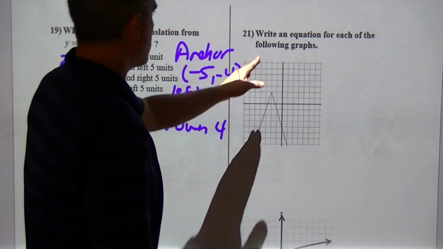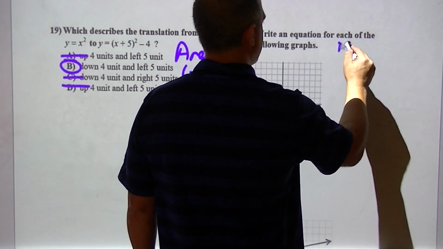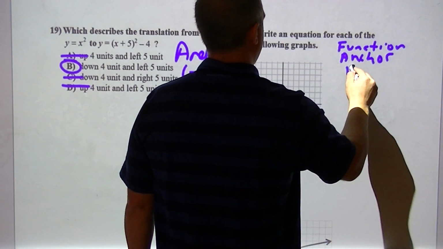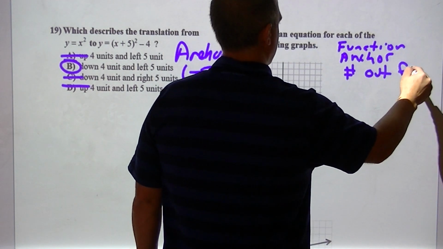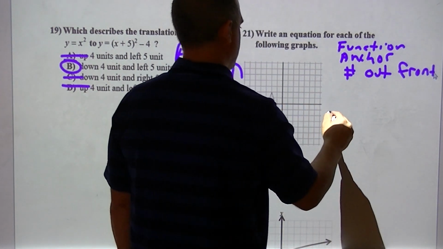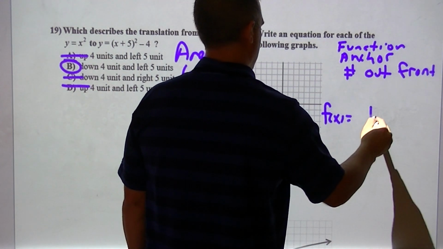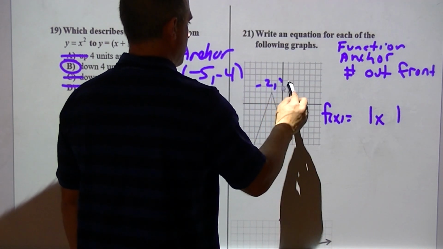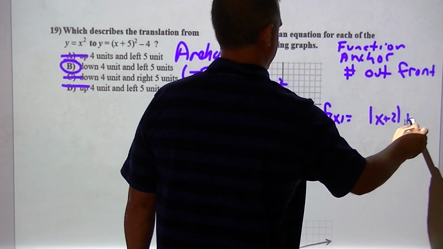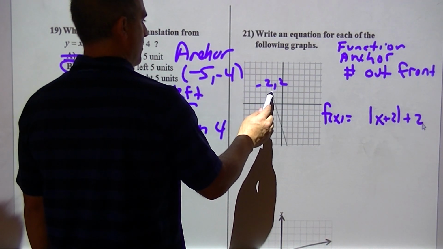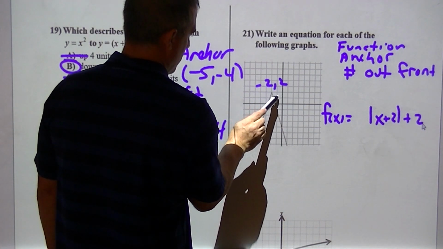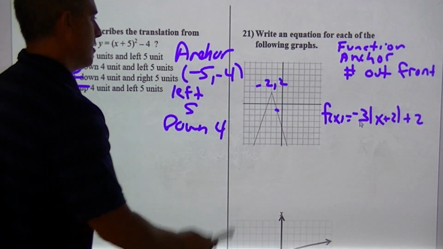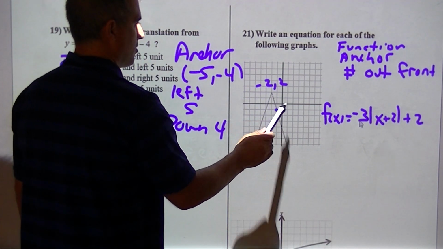Okay, write the equations. So what you need is the function, the anchor, and the number out front. All right, well, this function here is absolute value. That anchor point is 1, 2, 1, 2. So that's -2, 2. So inside would be +2, outside would be +2. Now, to get the number out front, 1 right from the anchor, then it would be 1, 2, 3 down. So since it's 3 down, that would be -3. So 1 right from here, then count 1, 2, 3. Okay?